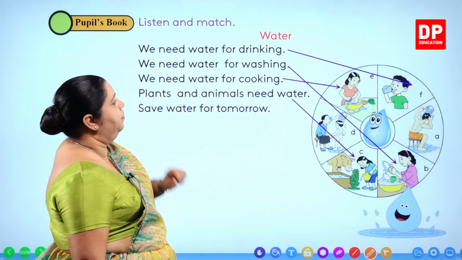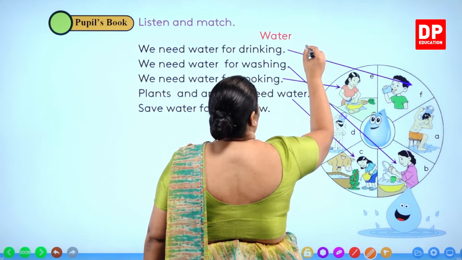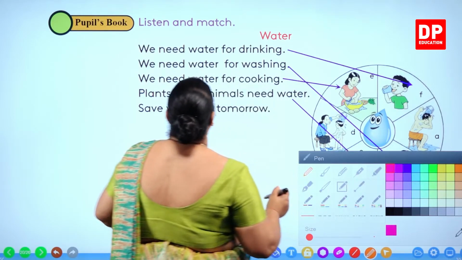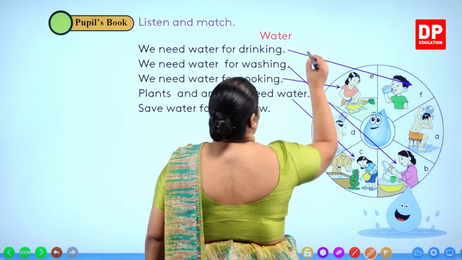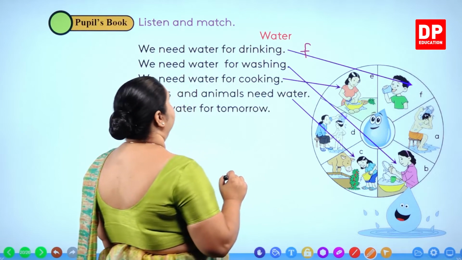We need water for drinking. That is picture F. If you want, I will use a different color so that you will see. It is picture F. So if you want, you can write letter F in front of the sentence.